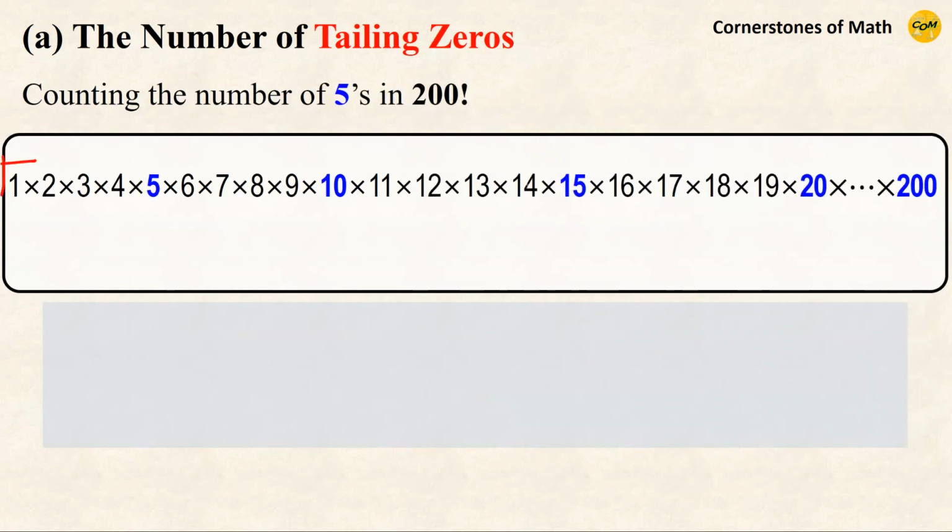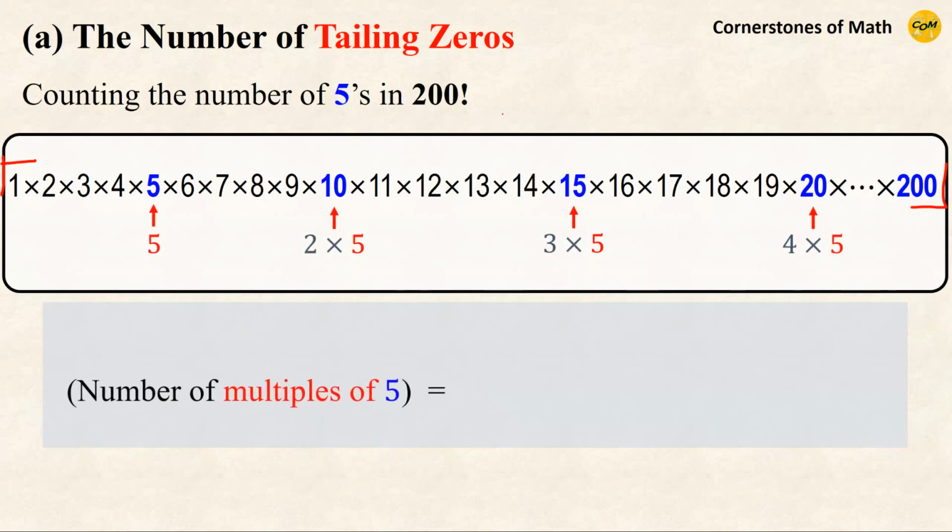Basically, we have this product. Here, the prime factor 5 appears in multiples of 5. So how many multiples of 5 are there in natural numbers from 1 to 200? Well, there are a total of 200 divided by 5 multiples of 5. Or more precisely, there are floor of 200 divided by 5 multiples of 5.